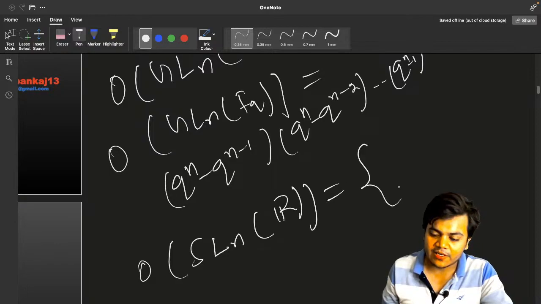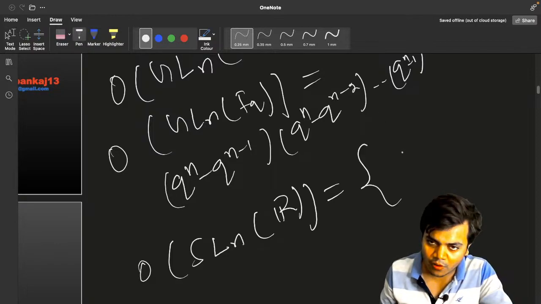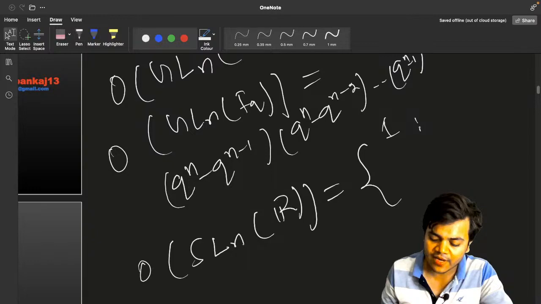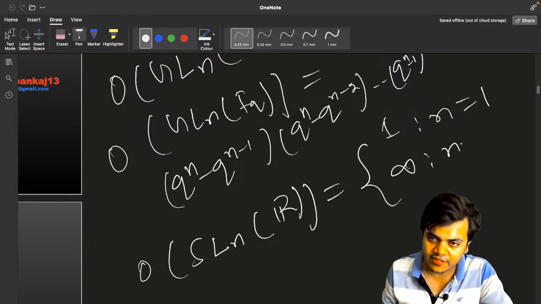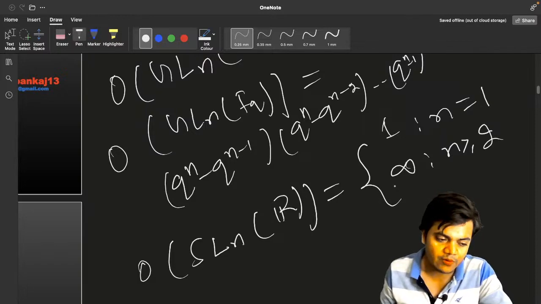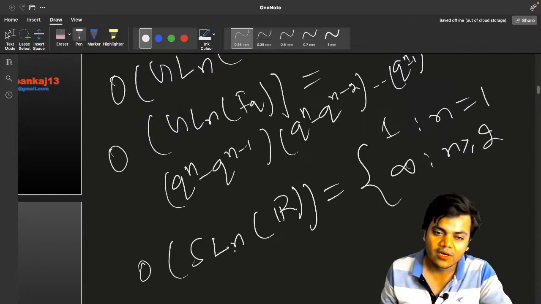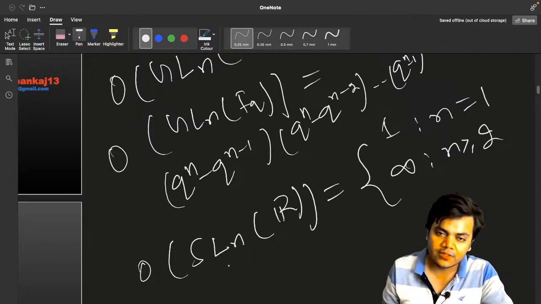So if you have a special linear group, we cannot forget the order. It is going to be 1 if n is equal to 1, and it is going to be infinity if n is greater than or equal to 2. So these things were already discussed in the previous lecture, the order of the groups.